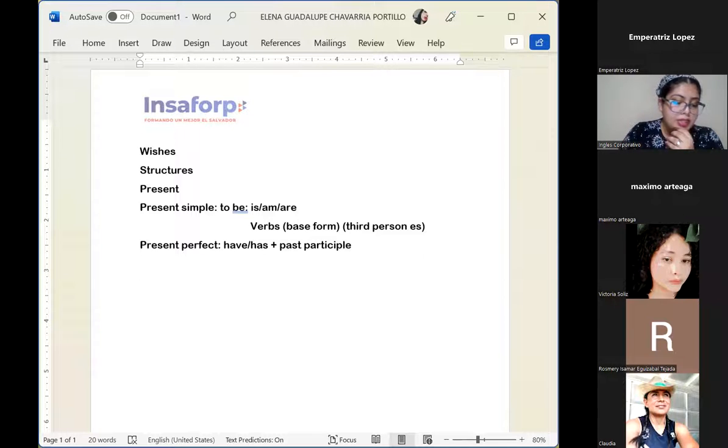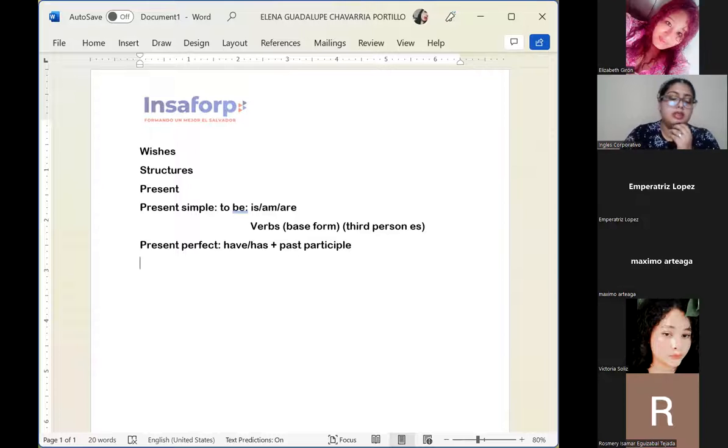Then we have the present continuous. In this case, it's not like we are going to use it a lot, because the continuous is not something that will change the meaning of the structure that we are going to use. So in this case, the most used tenses are the present simple and the present perfect, and also the simple past and the past perfect. Those are the tenses that we are going to use the most. So in that case, we're just going to write the other structures, but in this case, we have number one and number two, and that's it.